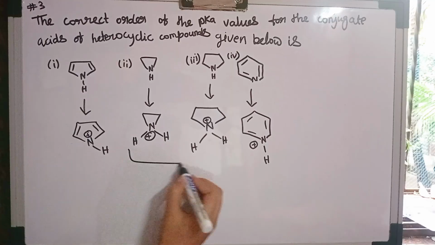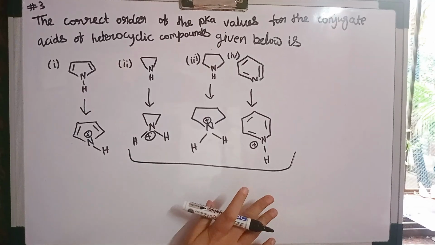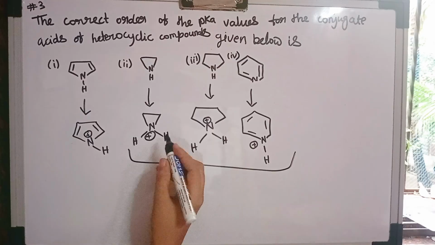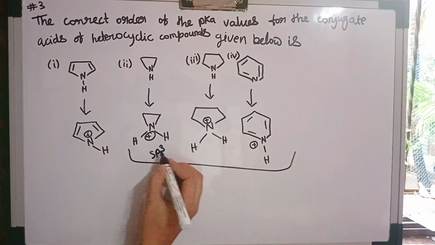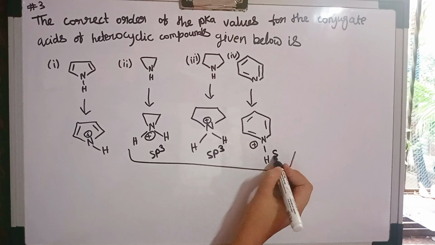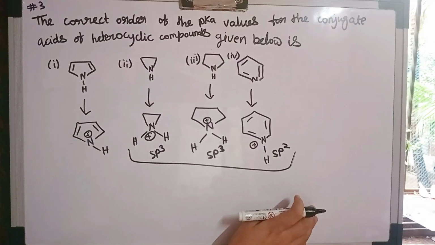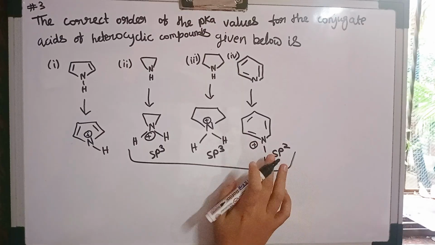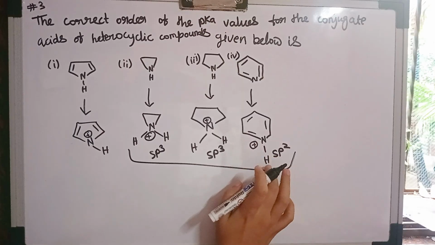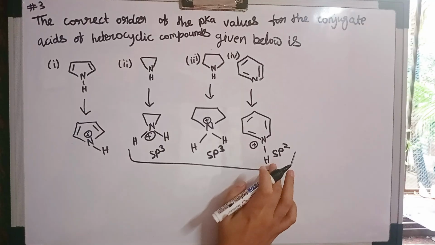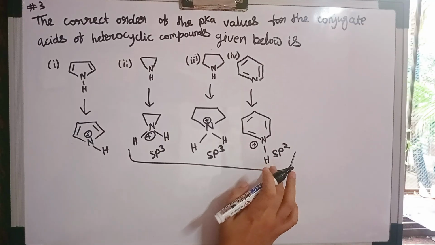Now look at these 3. Which one do you think is going to give away its proton very easily? This is sp3, this is also sp3, but this is sp2. And we know that sp2 hybridized atoms keep their electrons very close to themselves. So these electrons are not available for donation, or these electrons are very close to the nucleus of the electronegative atom. So this nitrogen is loosely holding this hydrogen atom. So second in the line is this proton. It is going to go out very easily.